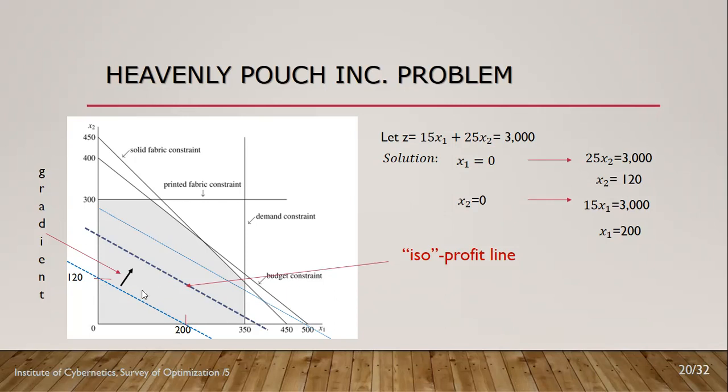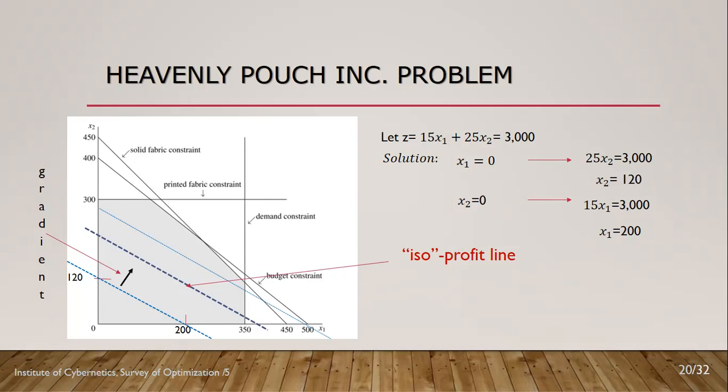Remember that here we need to maximize. But if it were a minimization problem, then instead of an isoprofit line we would refer to an isocost line, because normally what we minimize is the cost.